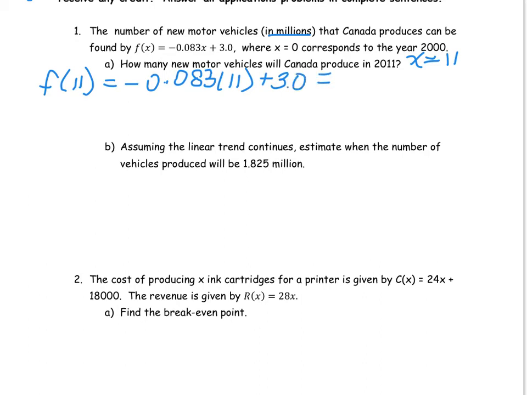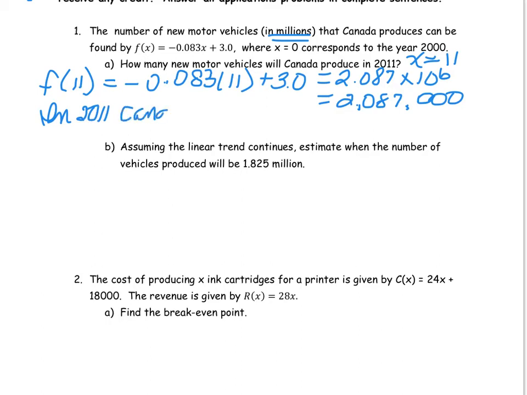And it turns out that that number is 2.087. But remember, it said that's in millions, and a million is 10 to the 6th power. So that actually turns out to be 2,087,000 vehicles. So in 2011, Canada produced 2,087,000 new motor vehicles.